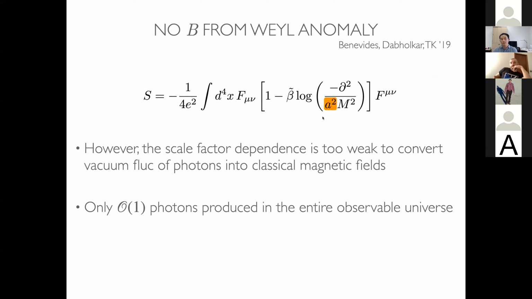So the point is that because this is basically associated to the logarithmic running of the gauge coupling, the dependence on the scale factor is only logarithmic. And when you only have a logarithmic dependence on the scale factor, and when you compute the number of photons created, it's something like at most one photon in the entire observable universe. So I don't know how many photons you actually have to produce in order to create a coherent magnetic field in the universe, but one thing I can say for sure is that if you only have like one photon in the entire universe, it's obviously not enough to support a coherent magnetic field in the sky.